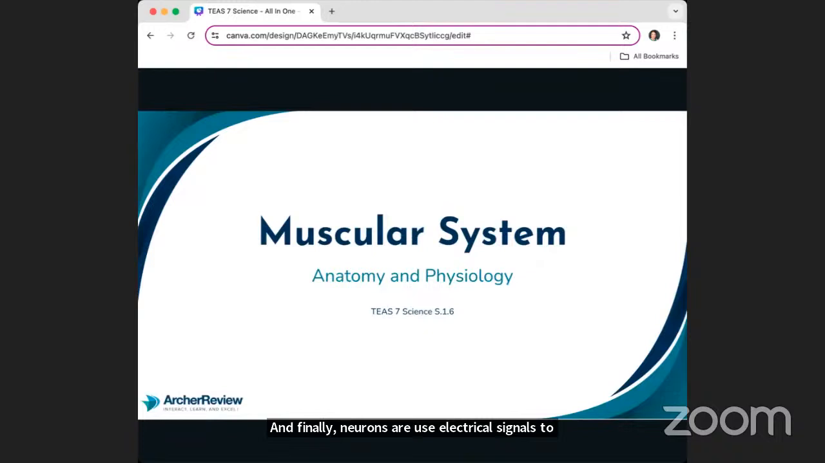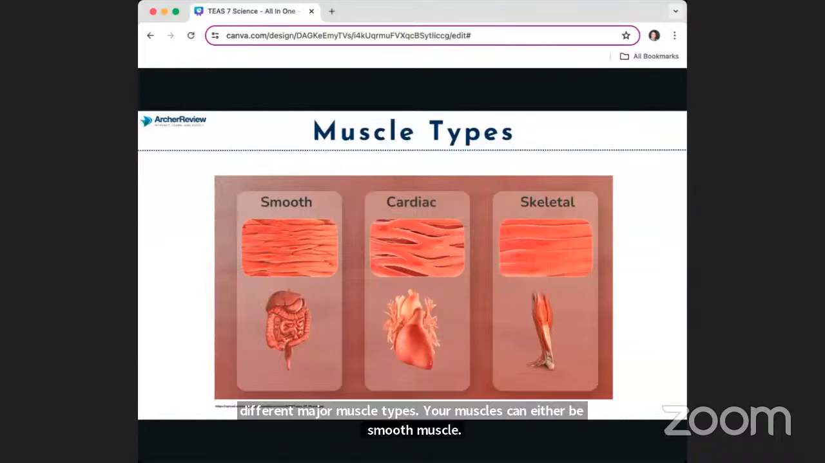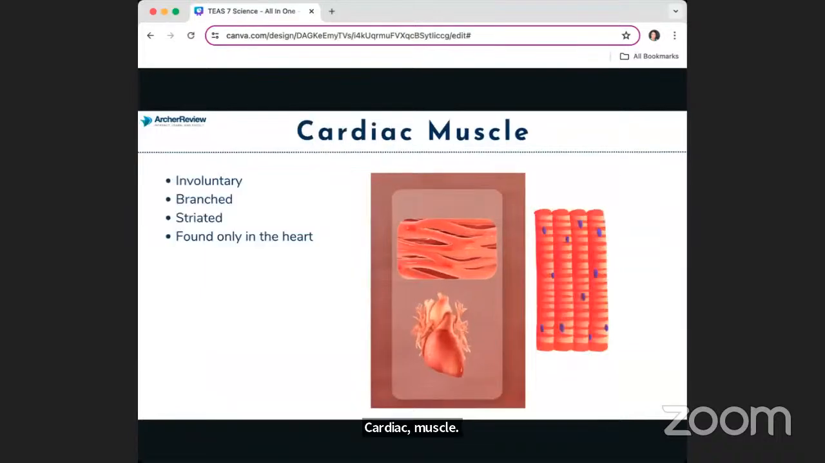All right, we are moving right into the muscular system. This is topic 6, so we are halfway through our A&P crash course. With your muscular system, it can be broken down into 3 different major muscle types. Your muscles can either be smooth muscle, cardiac muscle, or skeletal muscle.